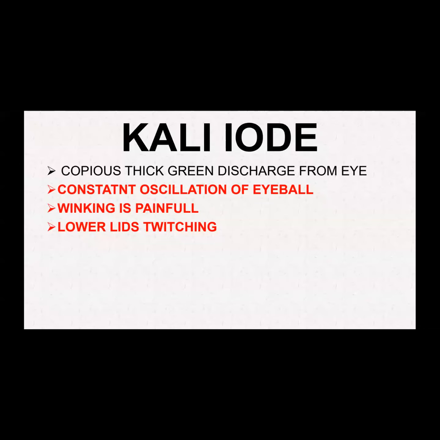The potency of Hepar is 30, or depending on the symptoms, you can use 1M also. In one or two cases, I think I have used 10M. So Kali iode: basically, the greenish discharge is important, and there is oscillation of the eyeball.